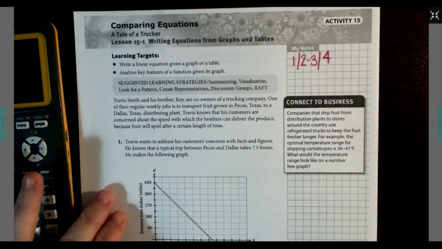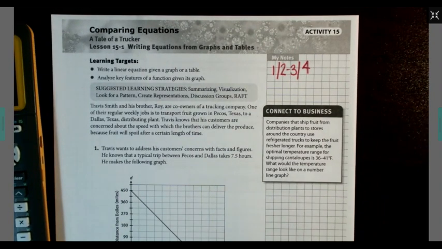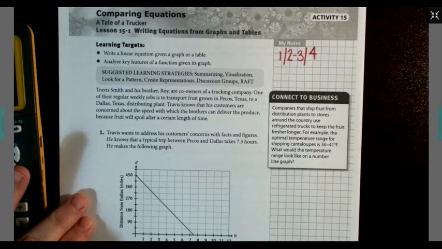Now we're going to be covering lesson 15.1, or 15-1, writing equations from graphs and tables. This lesson will be split into three separate sections: question 1, questions 2 and 3, and then question 4. Let's go ahead and take a look at question 1's introduction.